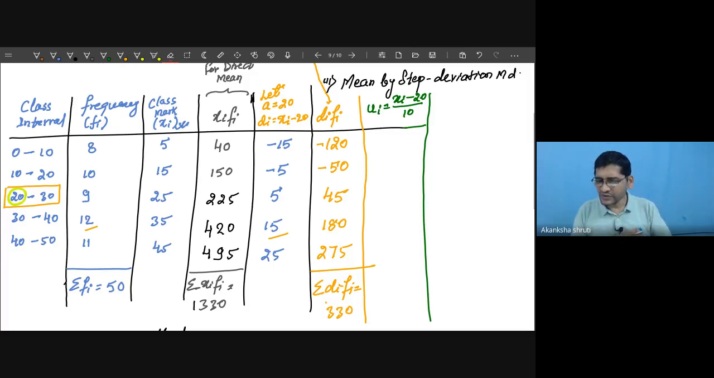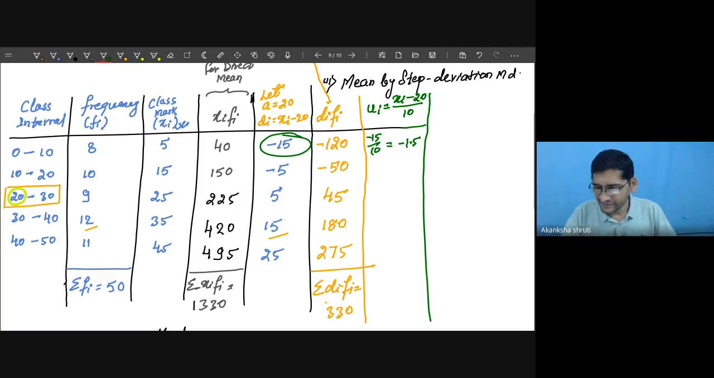So let us calculate. Student, already we have calculated Xi minus 20. Where is that? It is already here, student. Observe. Whatever the di you have calculated, a better habit is to calculate the di here also. But this di has to be divided by 10. Here we shall divide this minus 15 by 10, so it is nothing but minus 1.5.